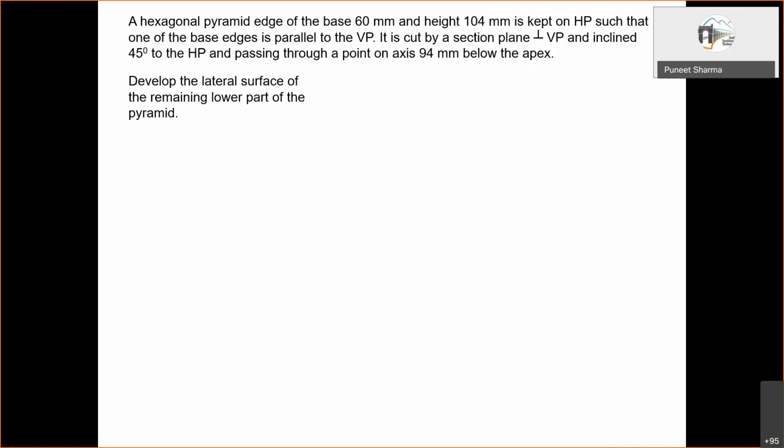It is kept on the horizontal plane such that one of the base edges is parallel to VP. It is cut by a section plane perpendicular to VP and inclined 45 degrees to HP and passing through a point on the axis 94 mm below the apex. So of course the top view can be drawn, the front view can be drawn, and the section plane can be located in the front. Develop the lateral surface of the remaining lower part of the pyramid.